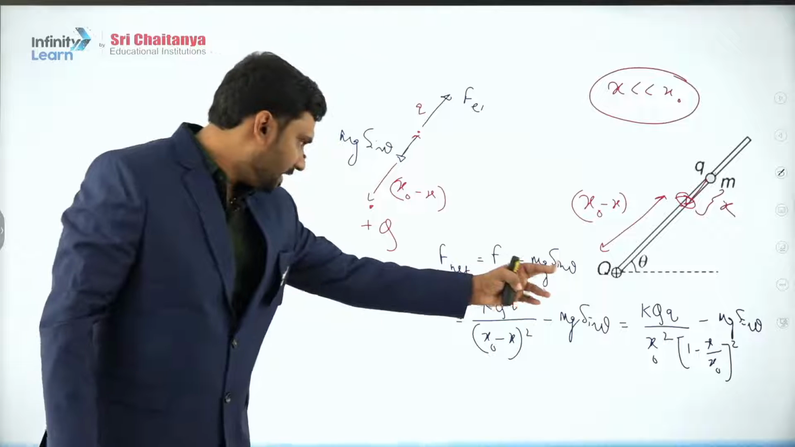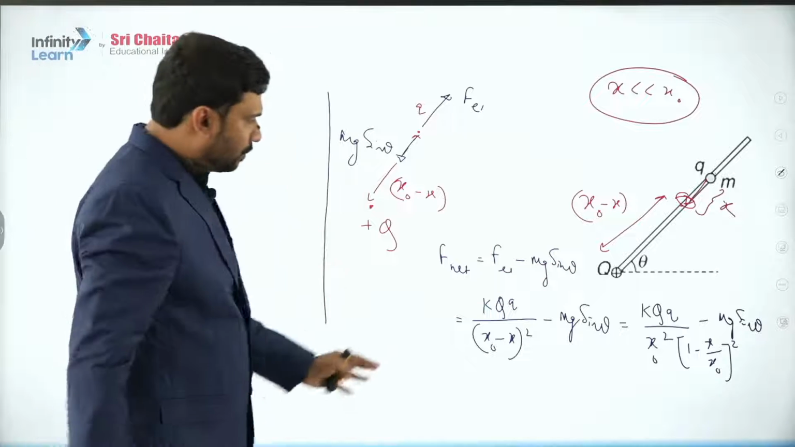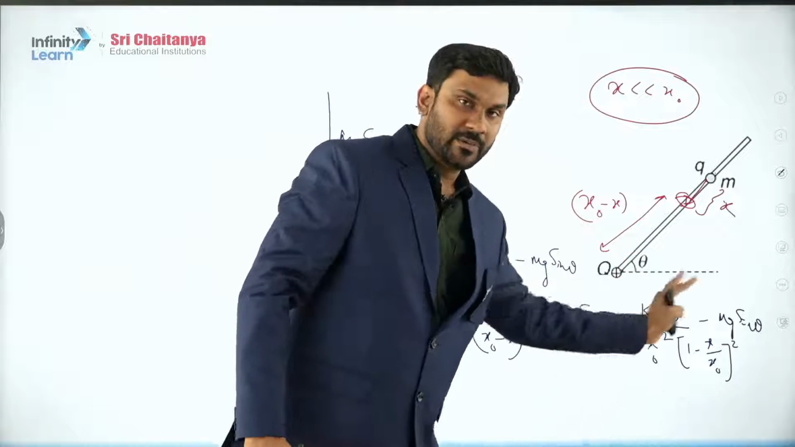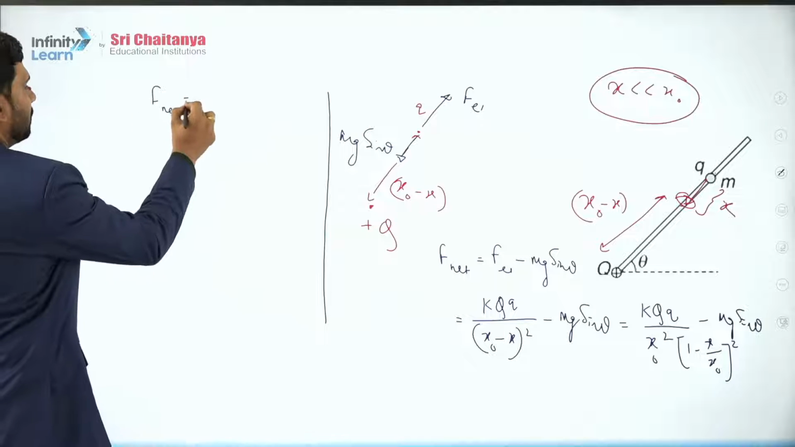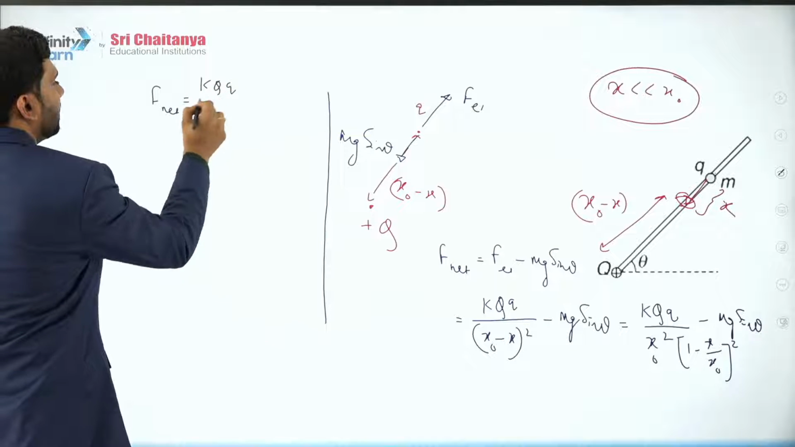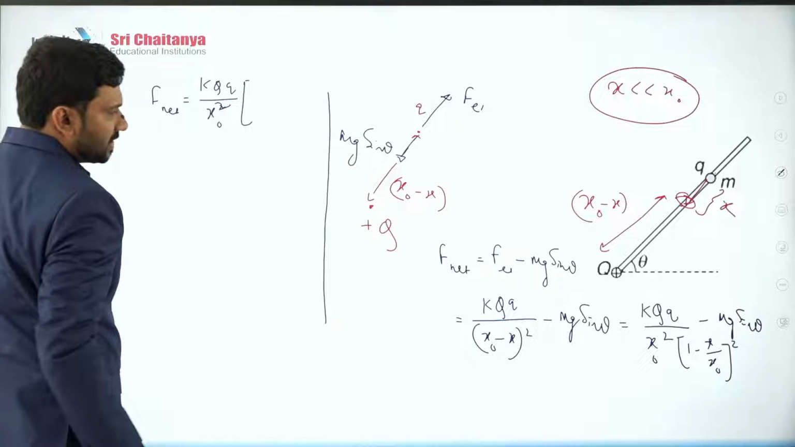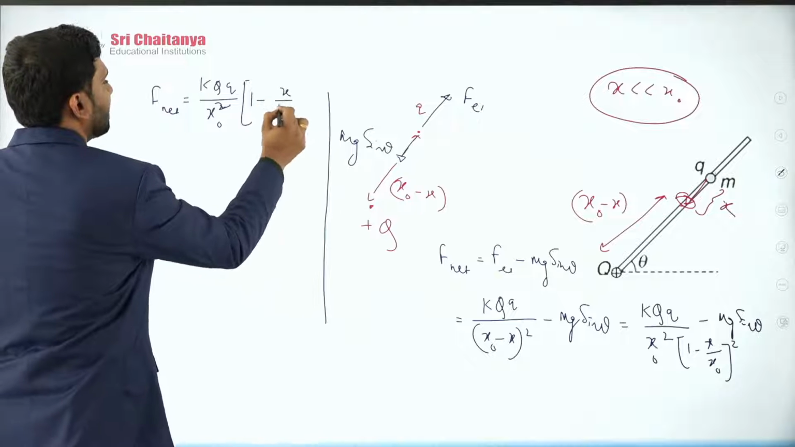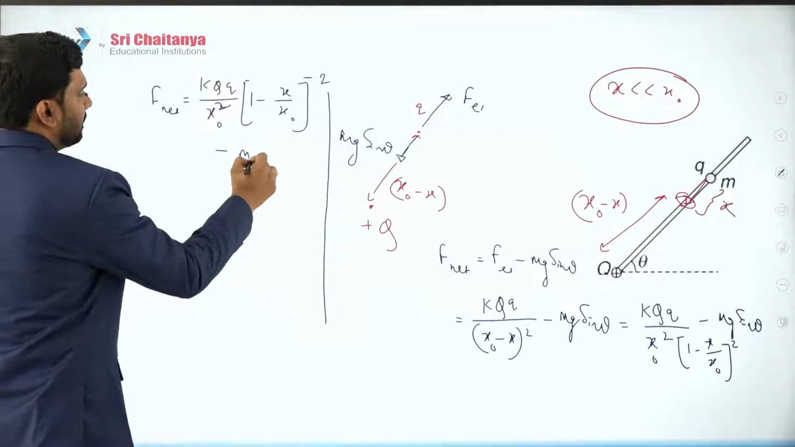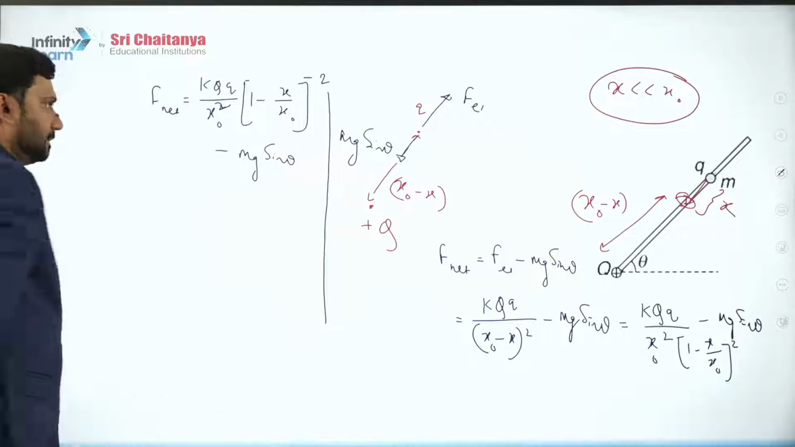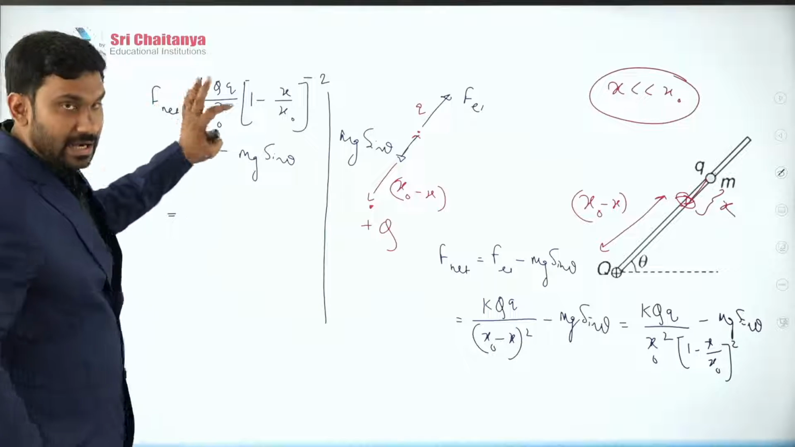Alright. So now let us follow that calculation. We will focus on what I will get if I apply the binomial theorem. So now I will get F net is equal to K capital Q small q by x naught square, times 1 minus x by x naught whole to the power minus 2, minus of mg sin theta. Right? After binomial is done, you can write, see here, now I will do direct calculation.